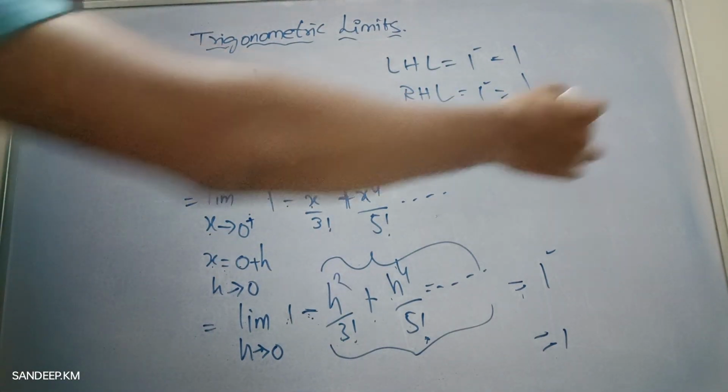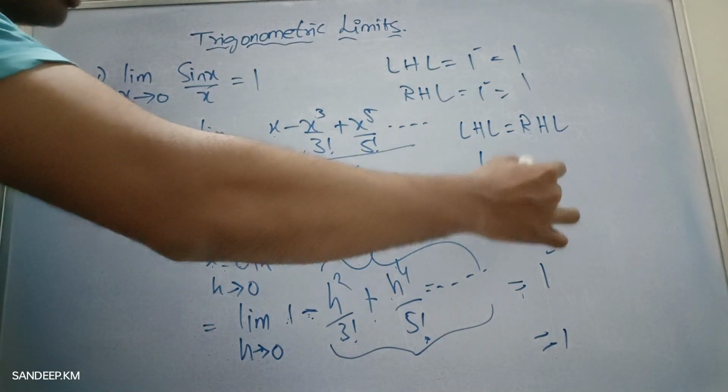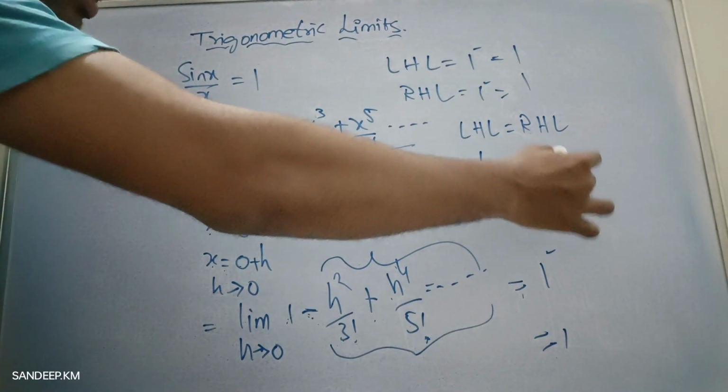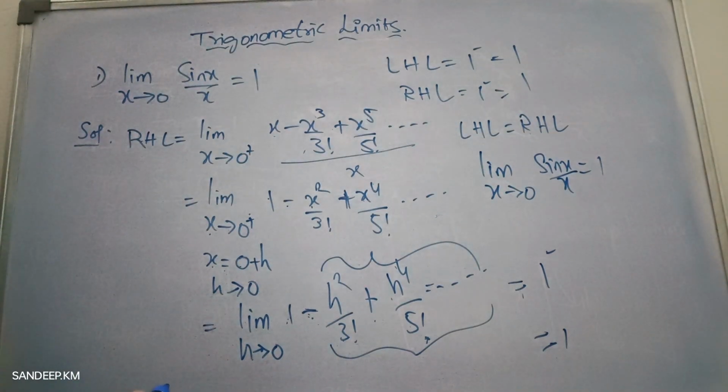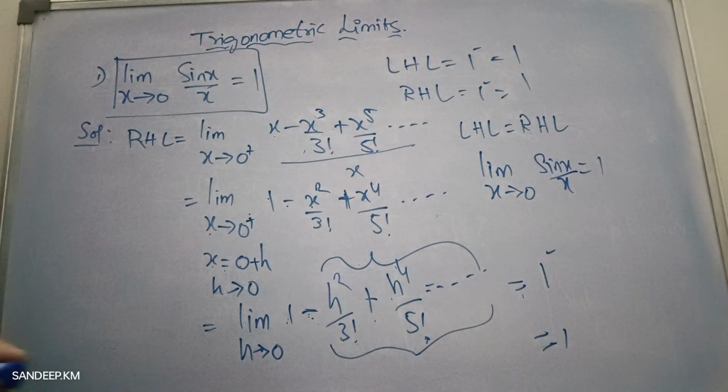Since left hand limit is equal to right hand limit, we can say that limit x approaches 0, sin x by x is equal to 1. You can also prove the same limit using L'Hospital's rule. Let us also see it once.